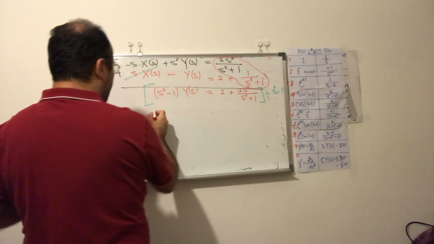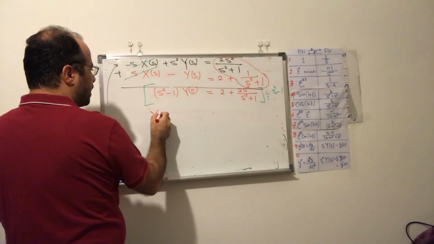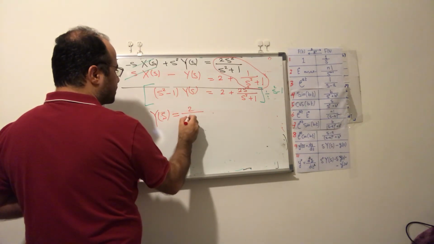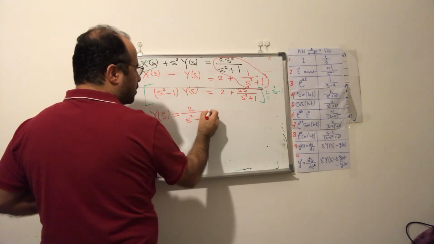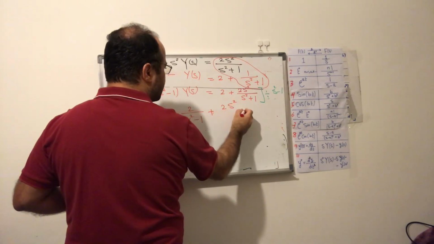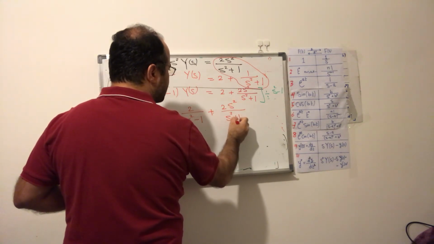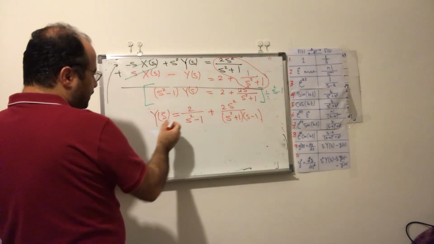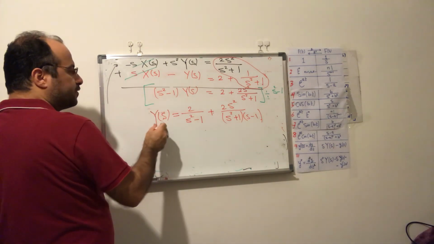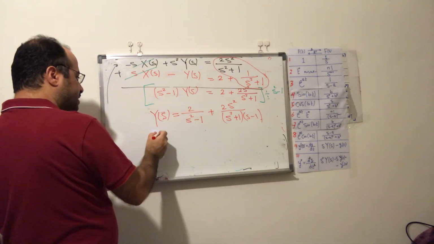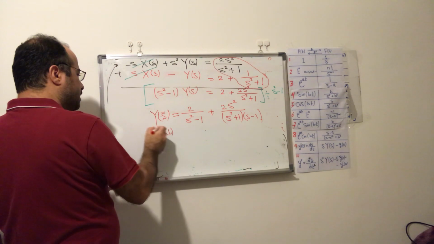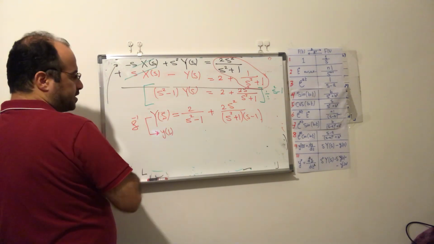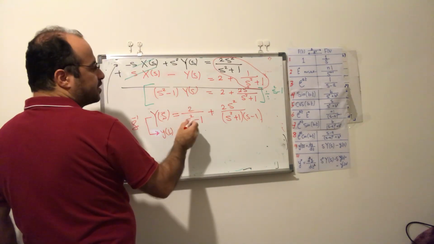Then I'm going to have Y(s) equal to 2 over s squared minus 1 plus 2s squared over (s squared plus 1)(s minus 1). Now we need y(t). If you need y(t), then you need the Laplace inverse. So from here to there, you do the Laplace inverse, right? Then you need the Laplace inverse of this one.